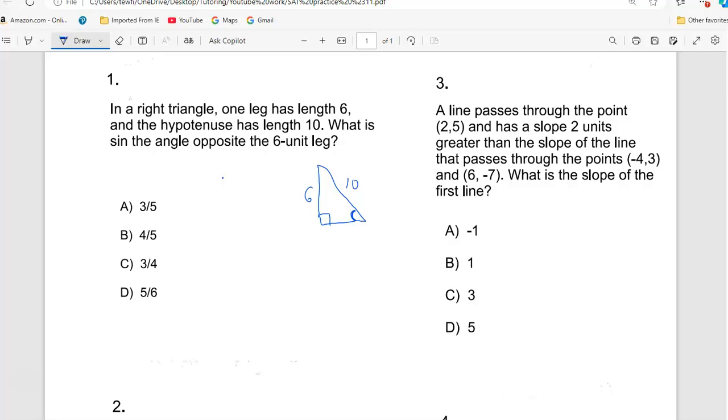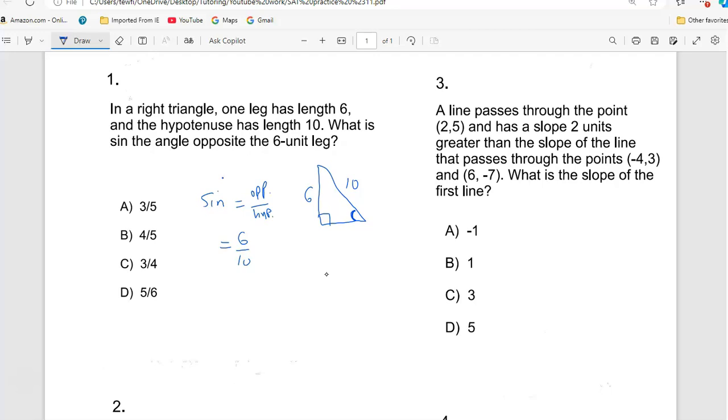What's sine? Sine is opposite over the hypotenuse, so we don't even have to find the other leg. We already have the opposite of this angle, which is 6, and the hypotenuse 10, so the sine of this angle equals opposite over hypotenuse, right? Which is equal to 6 over 10.